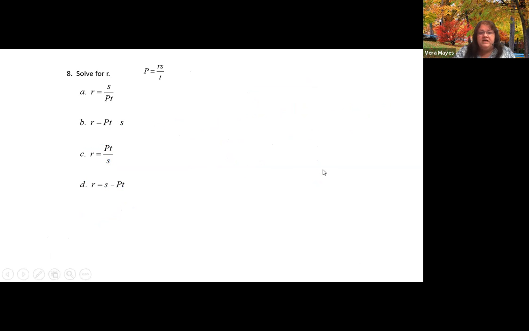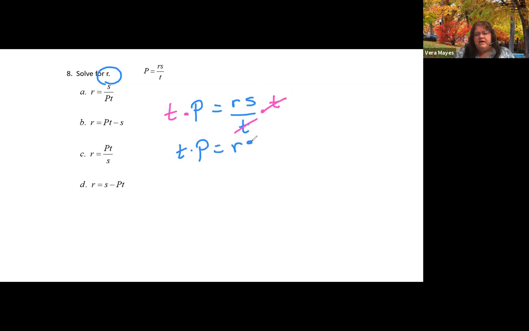All right, this one again is a solve. I can't hardly read this font. P equals RS over T. What are we solving for? R. So we're trying to get the R by itself, which means this S and this T have to go away. I can do it 2 different ways, but there's one way I like better because I can do it step by step. To get rid of the T on the bottom, since it's division, if I multiply both sides by T, it will cancel. Then I have T times P equals RS.